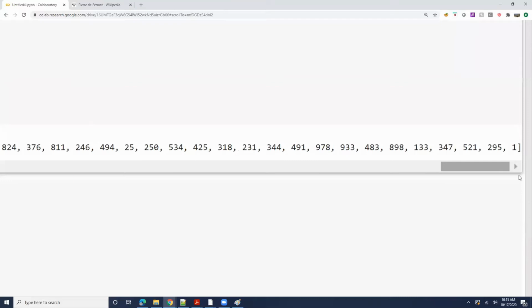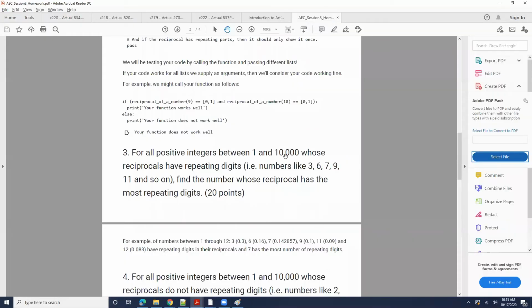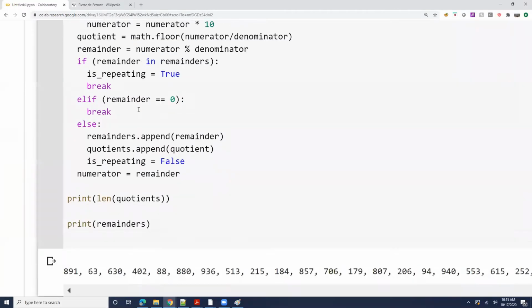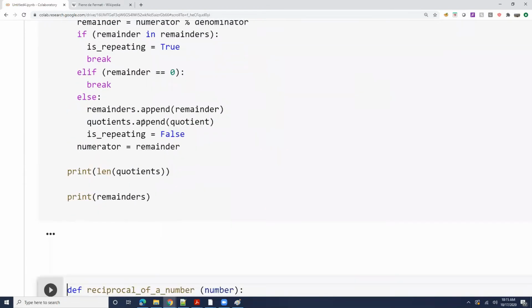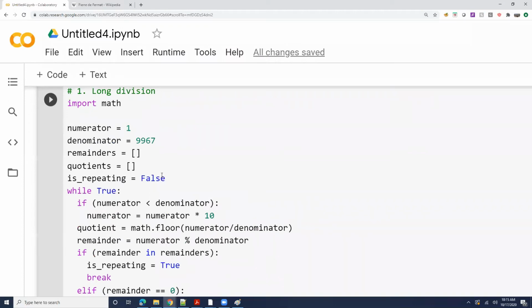I got 9967 for number 3. Was it for up to 10,000 or 1,000? Oh, 10,000. Sorry. Maybe when I did it, I probably did it for only 1,000. So maybe it's 9967. Let me see what's for 9967. 9966, quite possible. So 9967 seems to be the right answer.